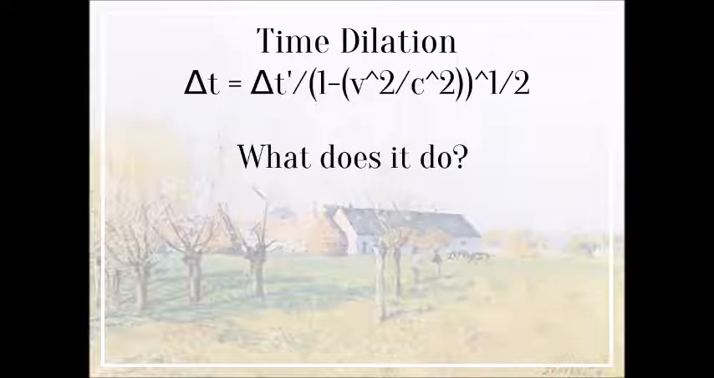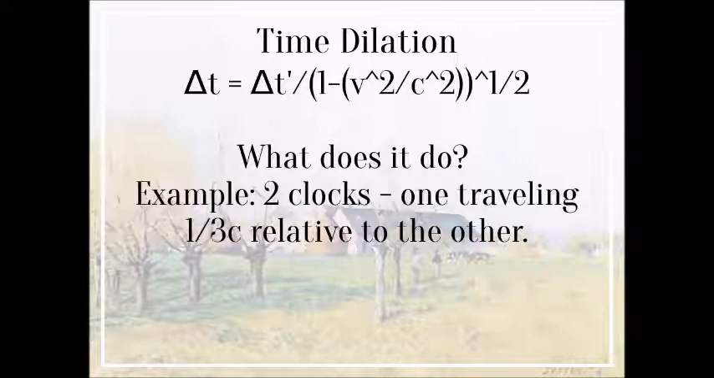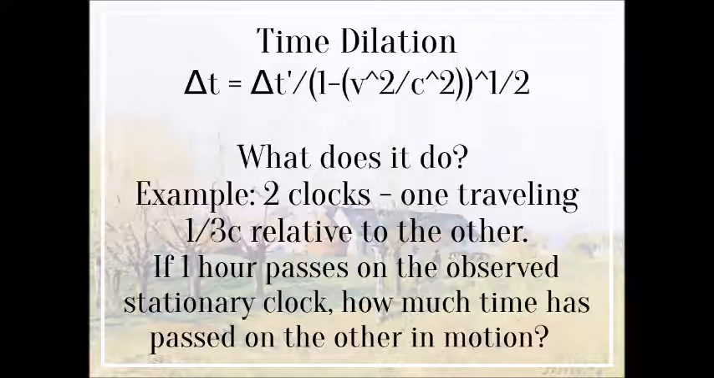Let's look at an example of 2 clocks, and one clock is stationary and the other clock is moving at 1/3 of the speed of light relative to the first. Let's pretend we're looking at a clock on Earth, and there's also a clock that's whizzing by the Earth at that velocity. If 1 hour passes on our clock that's right in front of us on the Earth, how much time is going to be on the face of the clock that's in motion?